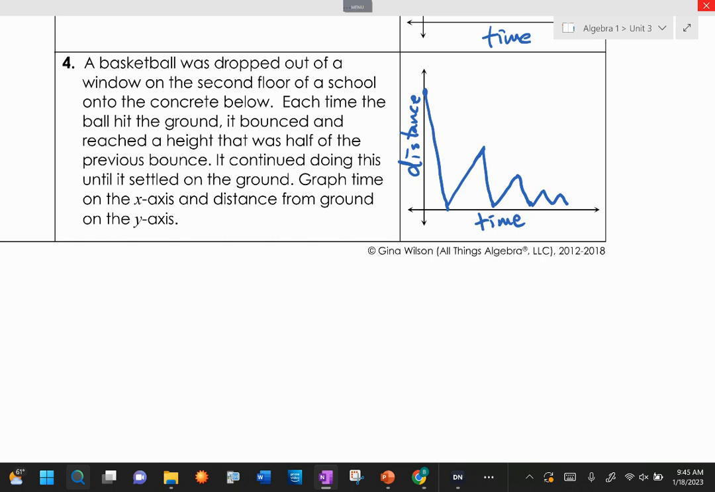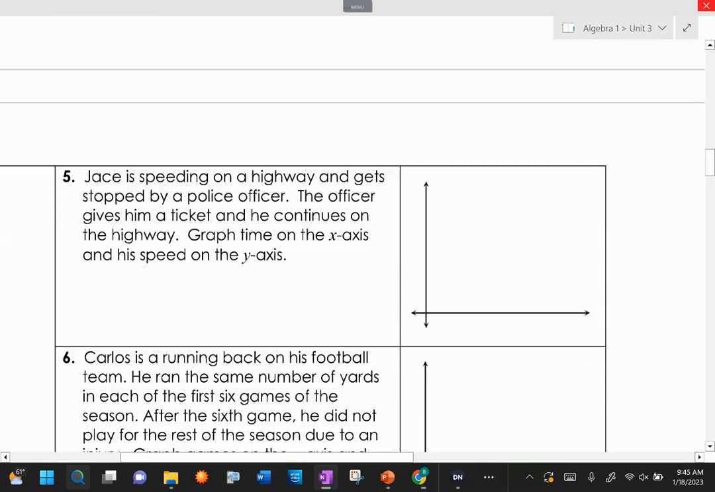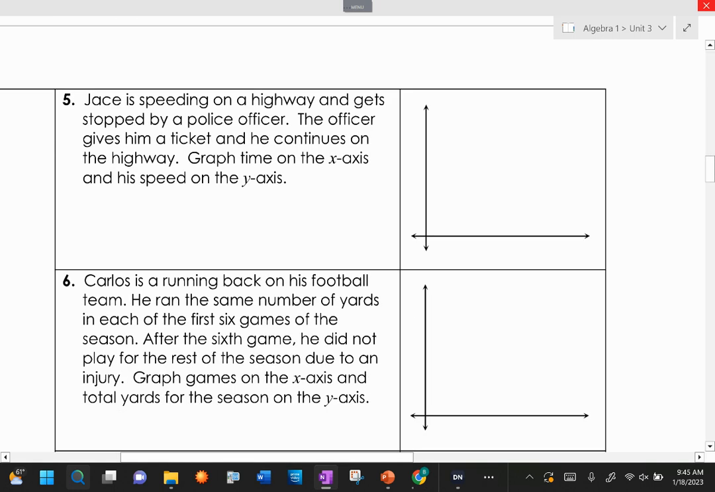Okay, number 5. Jace is speeding on a highway. We'll say it's the Autobahn. Okay, there's no speed limits, and he gets stopped by a police officer. The officer gives him a ticket, and he continues on the highway. Graph time on the x-axis and his speed on the y-axis.